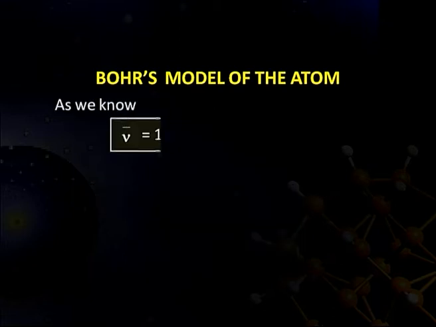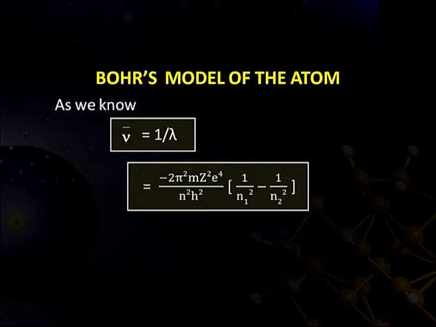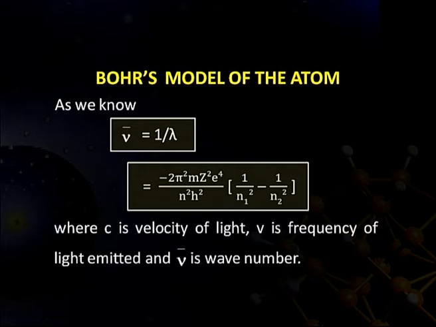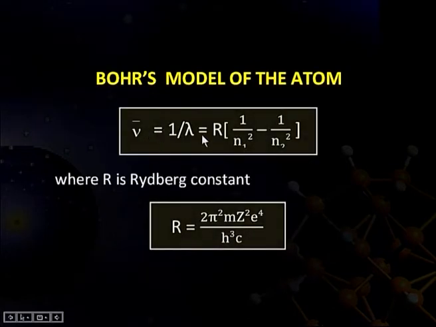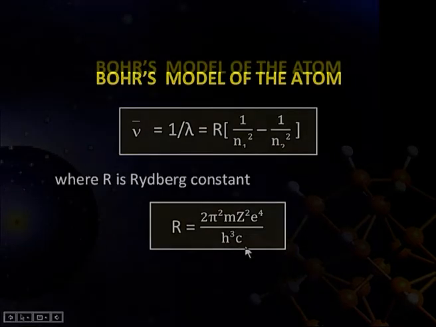As we know, nu bar is equal to 1 upon lambda. So, we can get this equation finally, where c is the velocity of light, nu is the frequency of the light emitted, and nu bar is the wave number. So, nu bar is equal to 1 upon lambda is equal to R into 1 upon n1 square minus 1 upon n2 square, where R is the Rydberg constant. R is equal to 2 pi square m Z square e to the power 4 upon h cube c.